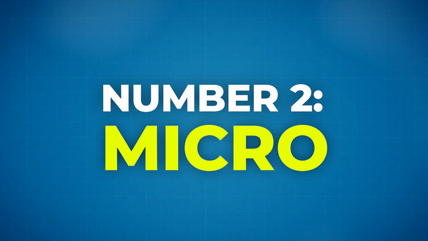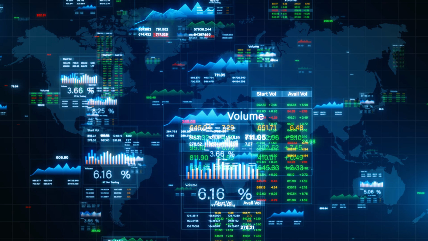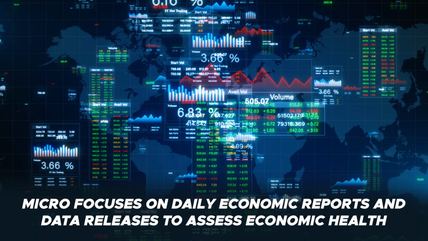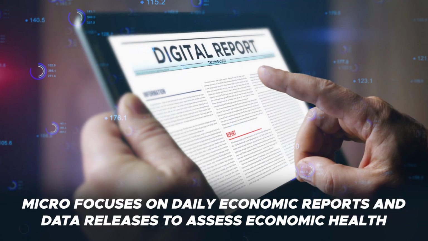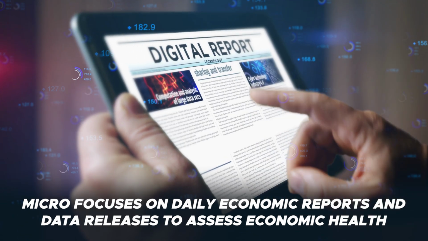Next, let's talk about micro. These are the economic reports and data releases that we watch closely day to day to gauge how an economy is doing, whether it's performing well or poorly. This is where I find support for my shorter-term trades. Micro factors like the jobs reports or the inflation data usually influence currency direction for 24 to 72 hours.